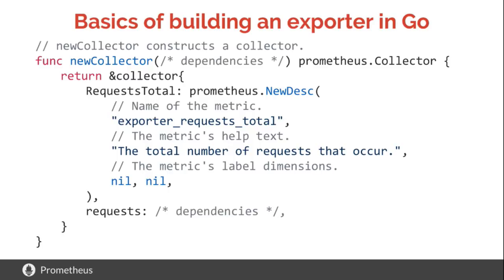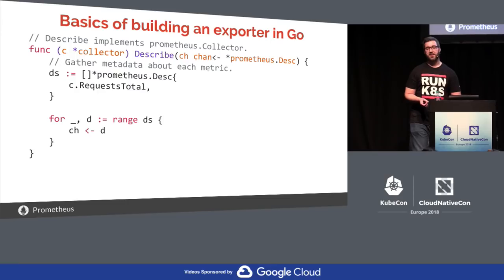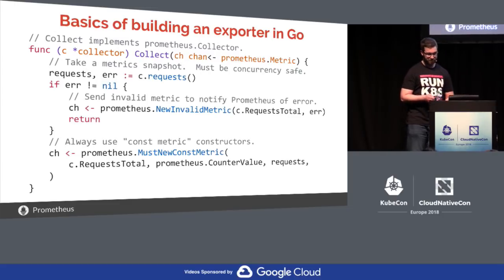So we have our request total metric here. We give it a name, such as exporter request total, a help text, such as the total number of requests that occur, meant for humans, and also if we want some label dimensions. But in this particular case, we don't need any variable or constant label dimensions, so we go ahead and omit those. So the first method of the Prometheus collector interface is describe. And describe accepts a channel of metrics descriptions, and then it gathers metadata about each metric. So basically, you can collect them in a slice and iterate over that, pass the descriptions on the channel, and you're pretty much done.